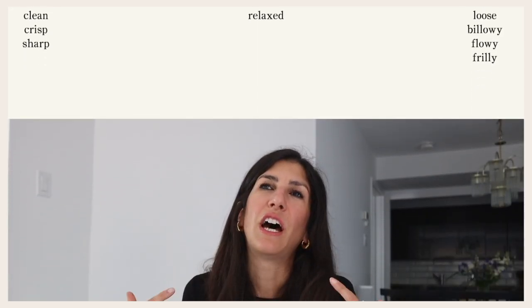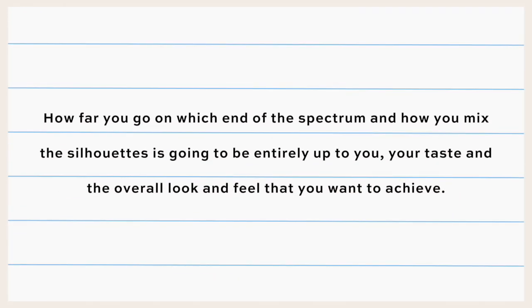Something like a pair of jeans that is a little bit more wide leg or a little bit more of a relaxed fit. If we're looking at silhouette, outfits can have a range of silhouettes. They can land on one end of the spectrum and be crisp head to toe, or they can land on the other end and be very flowy head to toe, or outfits can have a mix of both and create a little bit of that contrast or tension that we like. How far you go on which end of the spectrum and how you mix the silhouettes is going to be entirely up to you, your taste, and the overall look and feel that you want to achieve.